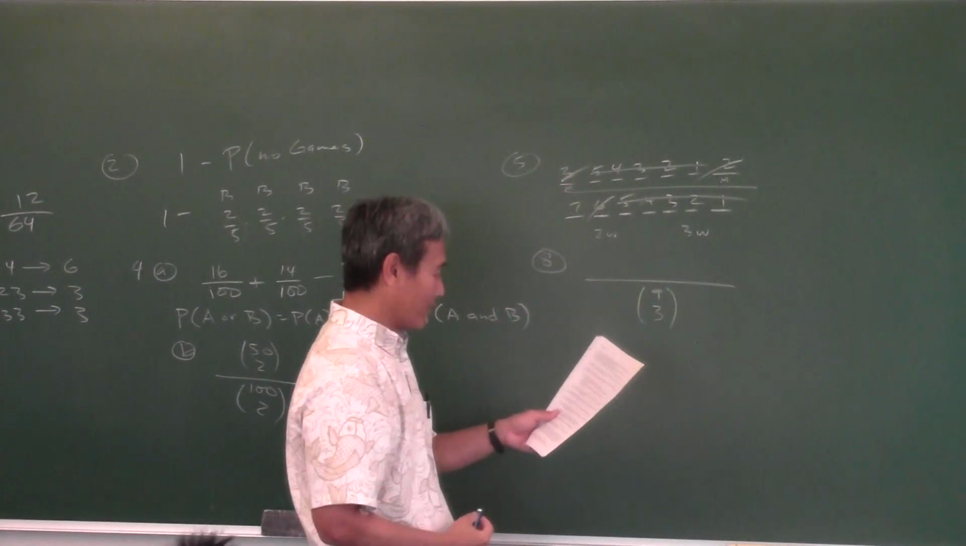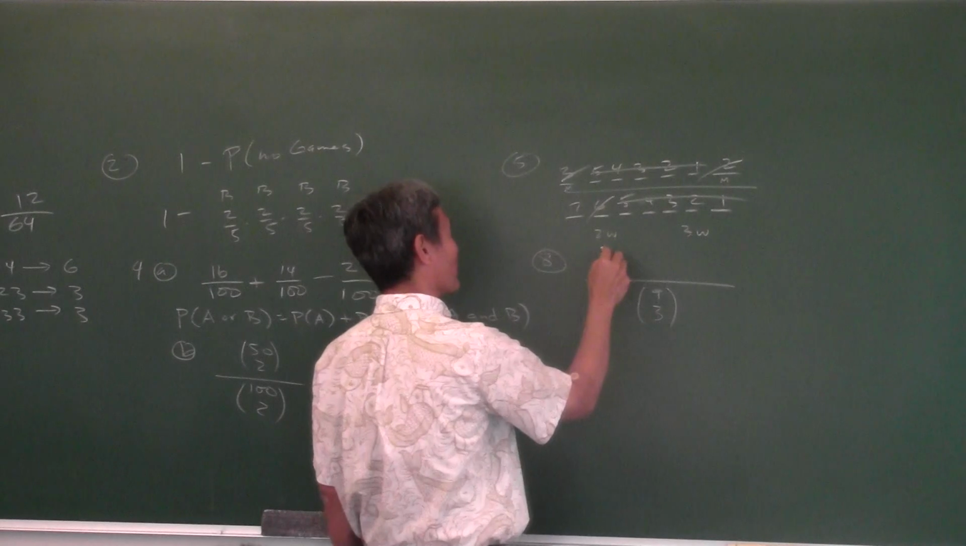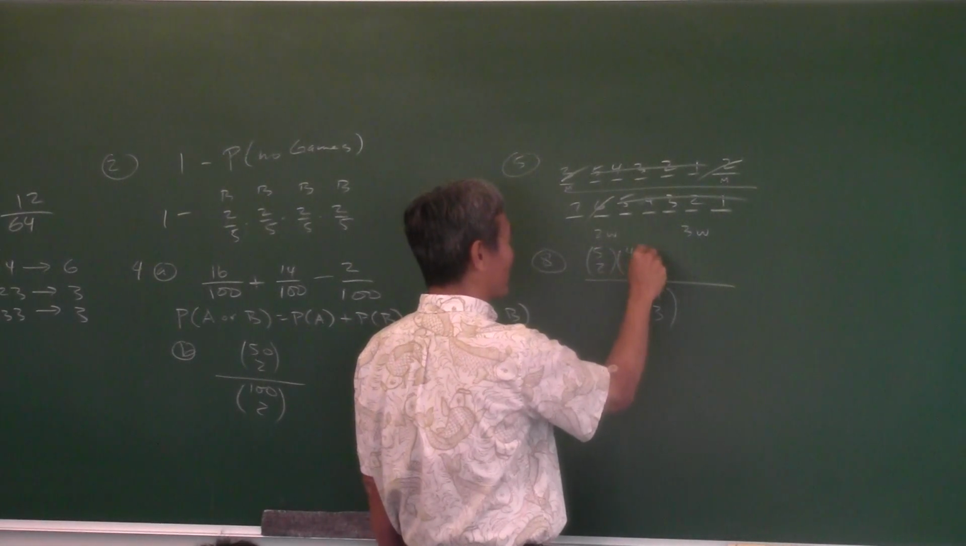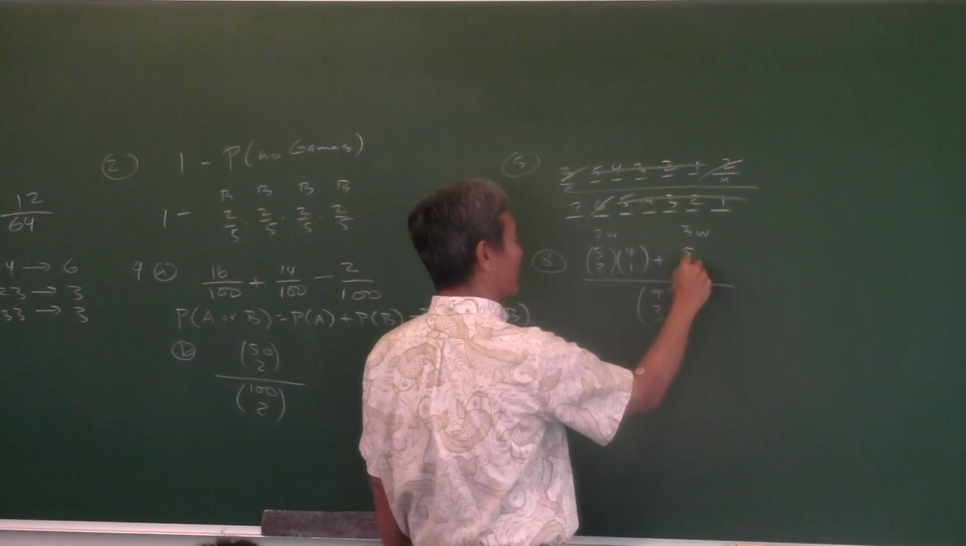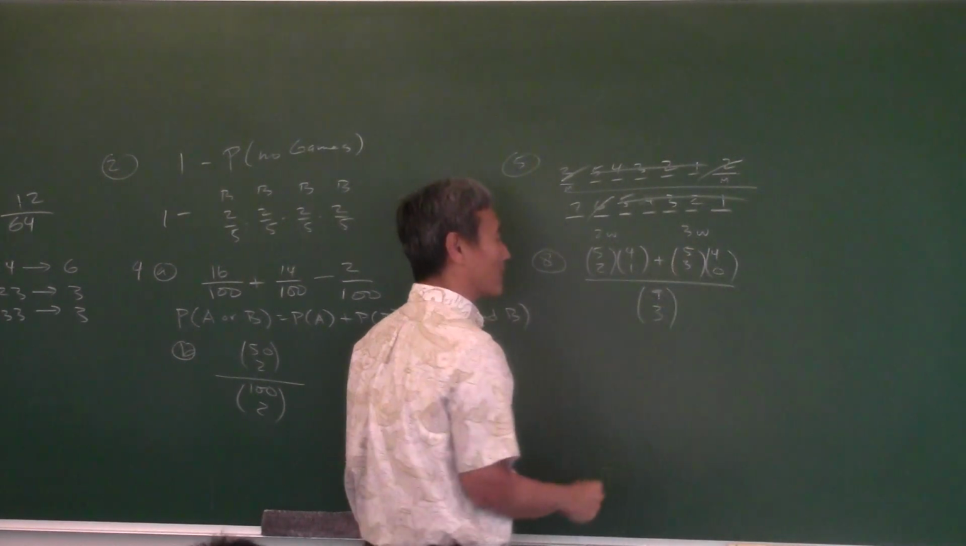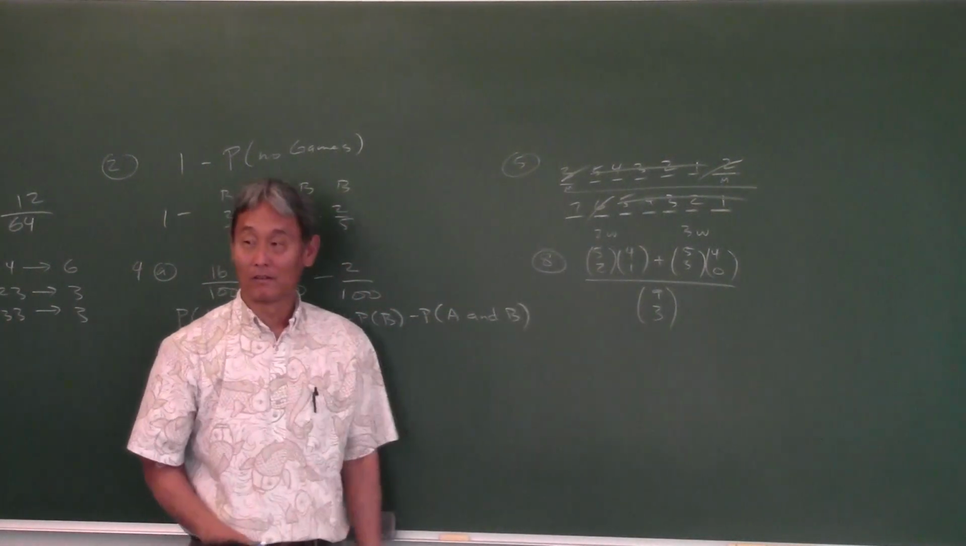Out of the 5 women, how many ways can you select 2? 5 choose 2. And then you need 1 man, so that's 4 choose 1. 3 women would be 5 choose 3, but then you need 0 men, right? You don't have to write the 4 choose 0. And there you go.